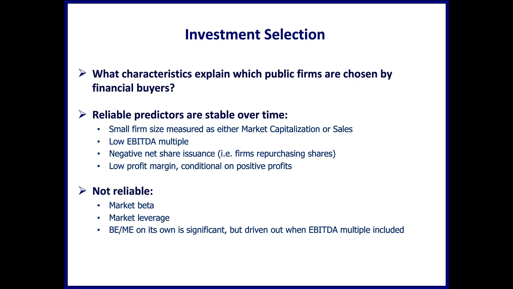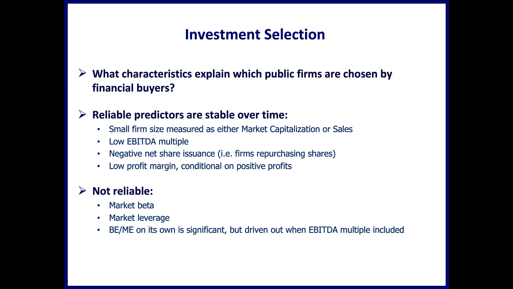Perhaps not surprisingly, being a relatively small firm is going to be associated with a higher likelihood of being selected, as measured by either market capitalization or sales. These firms tend to have low EBITDA multiples. So the enterprise value divided by earnings before interest, taxes, and depreciation is kind of a value characteristic that's quite important.